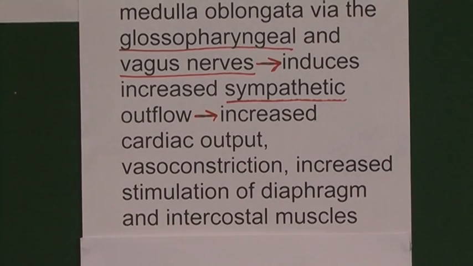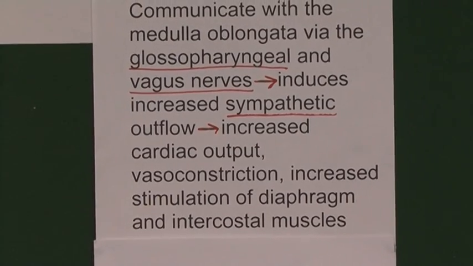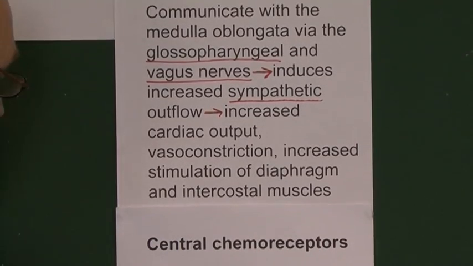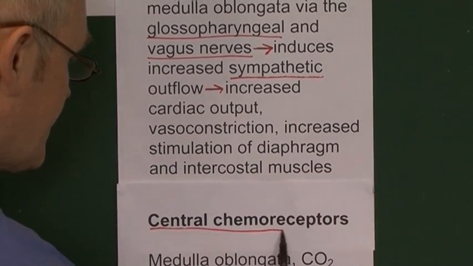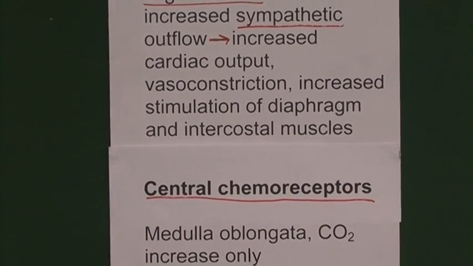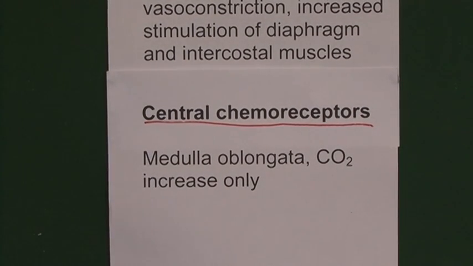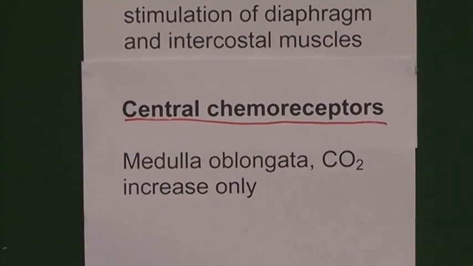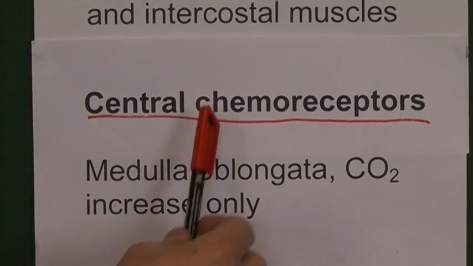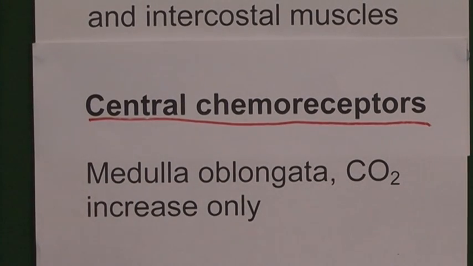Now, the reason we call the chemoreceptors in the arch of the aorta and in the area of the carotid artery peripheral is as opposed to the central chemoreceptors. And the central chemoreceptors are central because they are located in the medulla oblongata of the brainstem itself. Now, the peripheral chemoreceptors respond to hypoxia and will respond to some degree to increased levels of carbon dioxide. But the central chemoreceptors only respond to increases in the level of carbon dioxide.